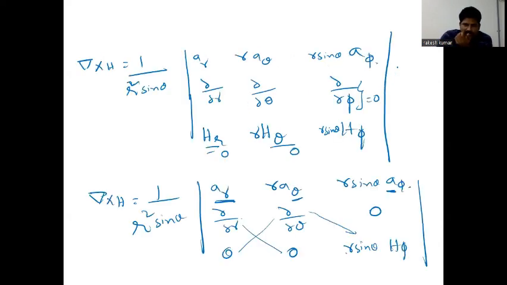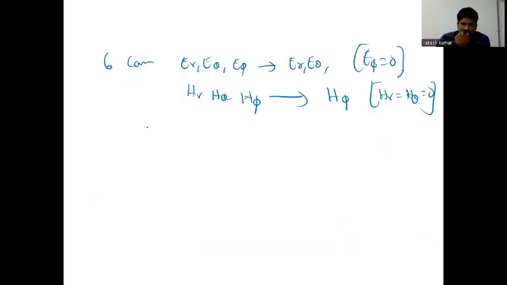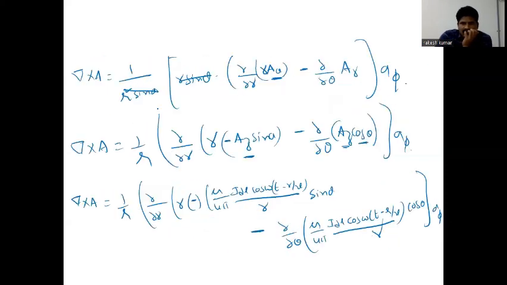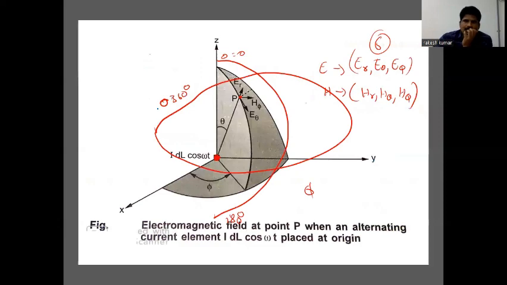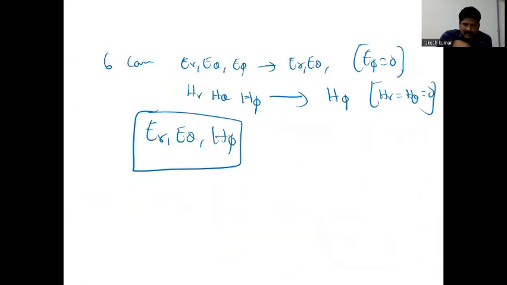That's why in this figure, finally, what are the three components we are having? E R, E theta, H phi. If you observe in this figure, the three components shown are E theta, E R and H. So among the six components, we are having only three: E R, E theta, H. We have already calculated the value of H. Now we want to calculate the values of E R and E theta.